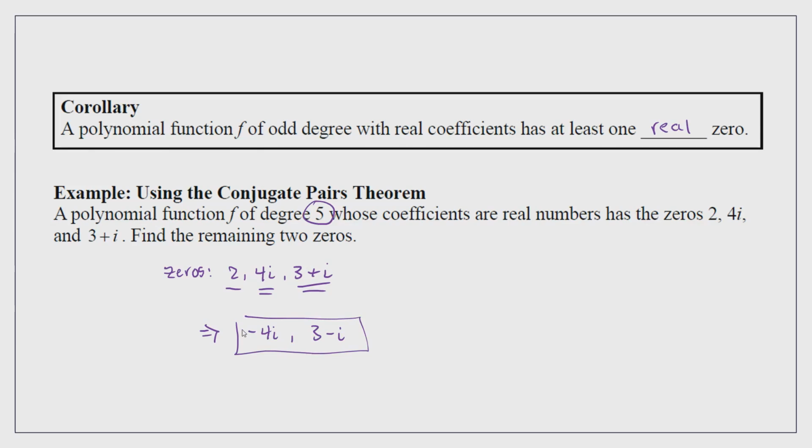Again, our polynomial has a degree of 5, which is odd, which means we have at least one real zero. And our one real zero is 2. Now we have non-real zeros as well, 4i and 3 plus i. Since these are non-real zeros, we know that their conjugates are also zeros of this polynomial. And those conjugates are negative 4i and 3 minus i.